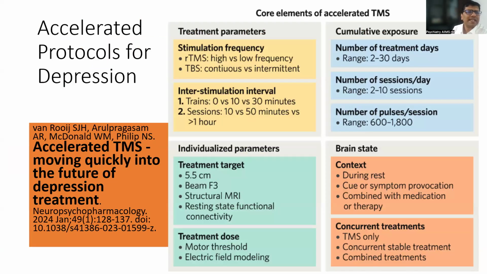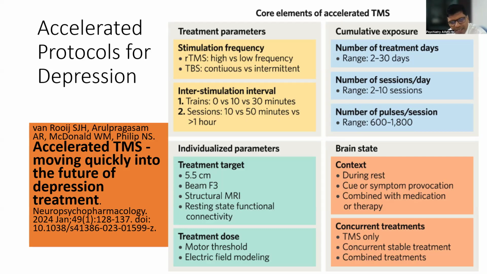There are various accelerated protocols that are being used for treatment of depression. Some of the accelerated protocols used high frequency or low frequency rTMS. People also used accelerated protocols using continuous and intermittent theta burst stimulation. Protocol duration ranges from 10 to 30 minutes. Various techniques have been used for identifying the target brain areas, particularly DLPFC. One of the commonest methods is the 5 centimeter or 5.5 centimeter method.